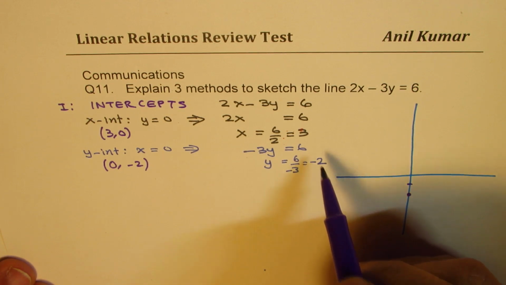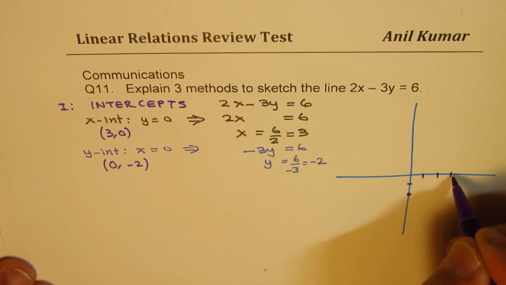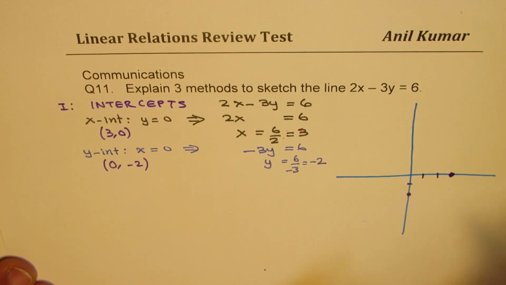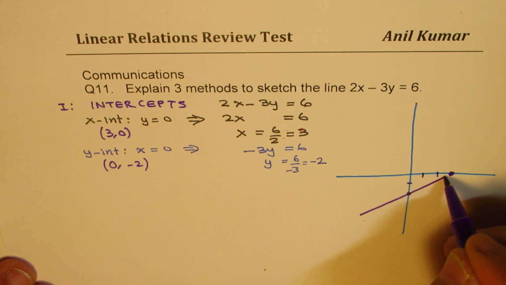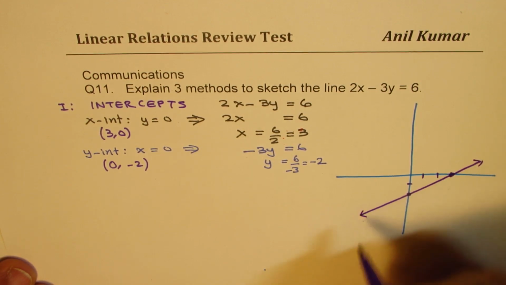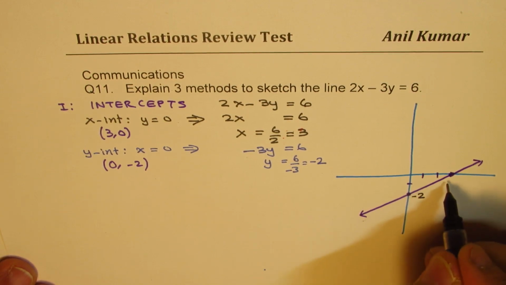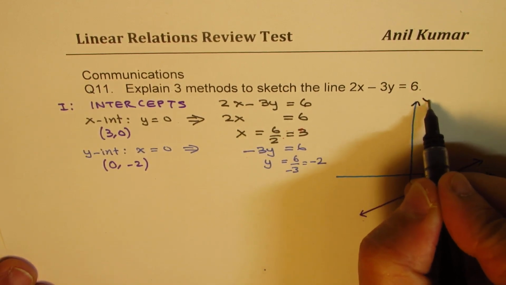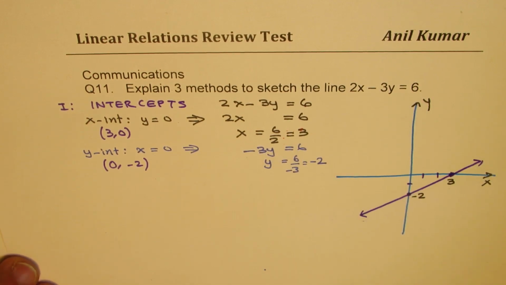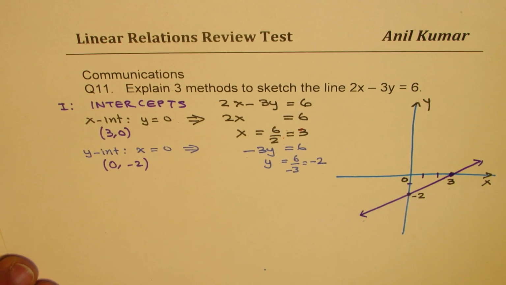Y-intercept is minus 2 and x-intercept is 3. So 1, 2, 3. So that is the x-intercept. Using this method, I get a straight line going through the x- and y-intercepts, and that's how I'm going to sketch it. So this is minus 2 and that is 3 for us. Is it okay? This is the best way when you're given any standard form of the equation. Well, that is our case number 1.